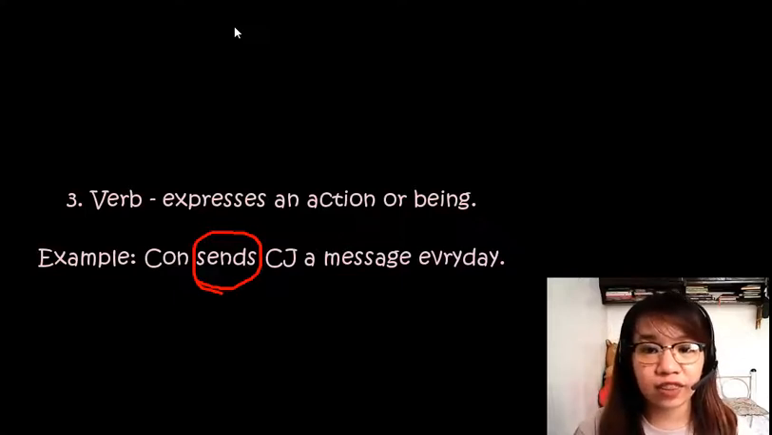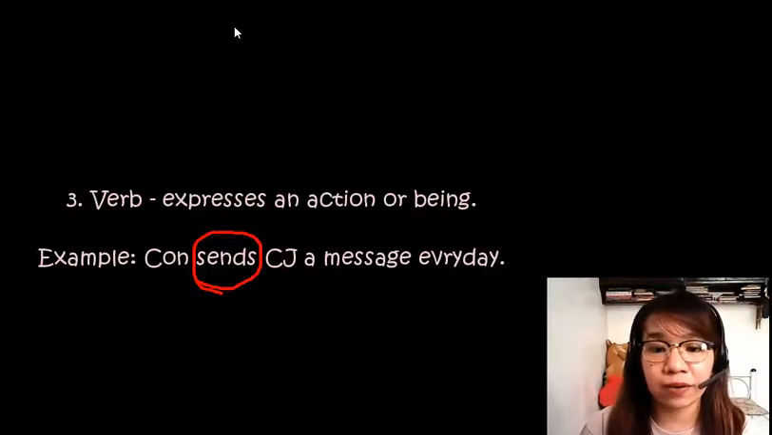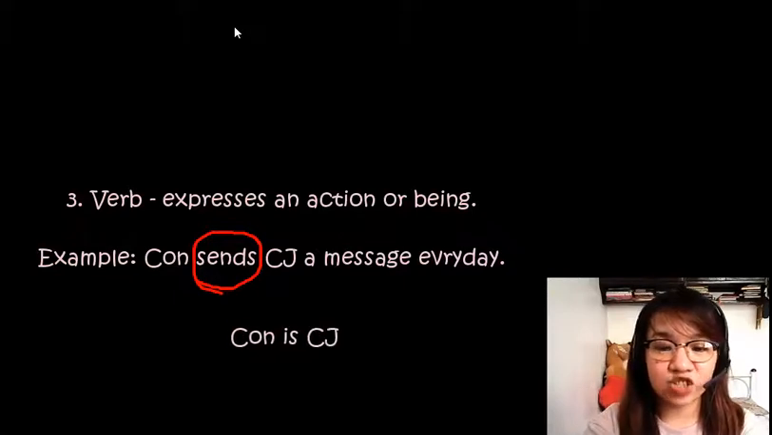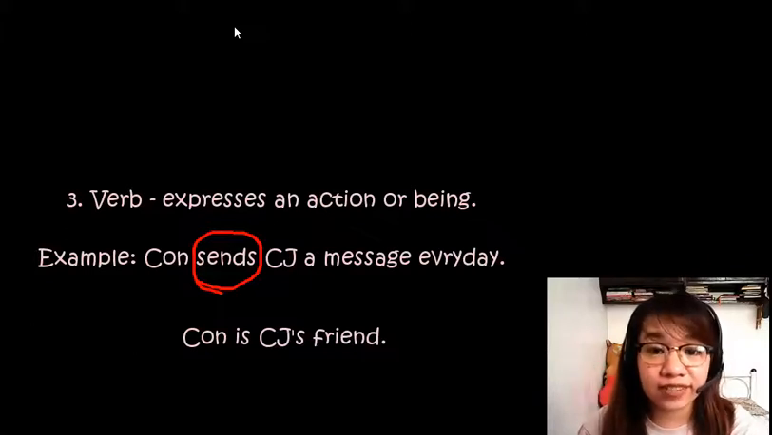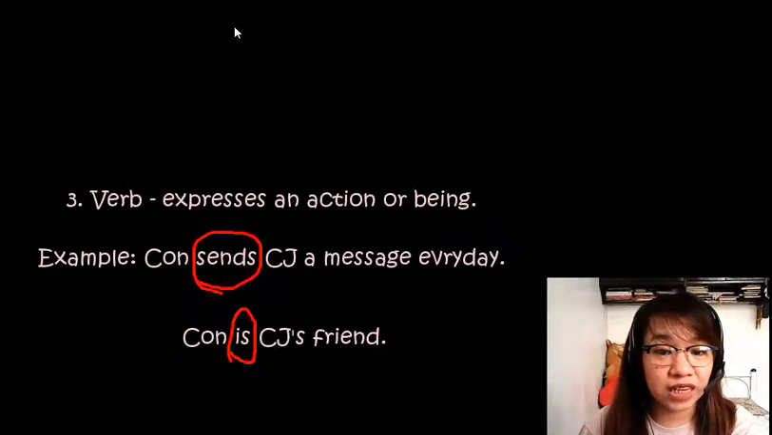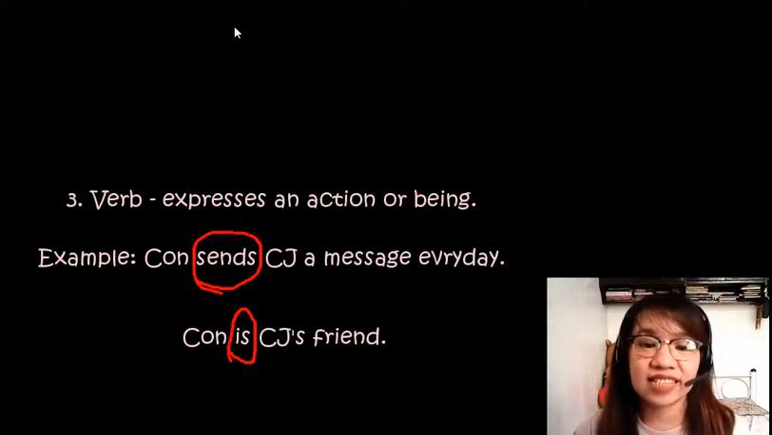All right, and then how about another sentence? Because it says here a verb expresses an action or being. So how about this sentence: Con is CJ's friend. In this example, is is a verb. Why is? Is expresses a being. Con is being CJ's friend. So Con is CJ's friend.